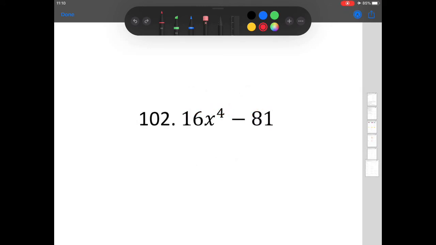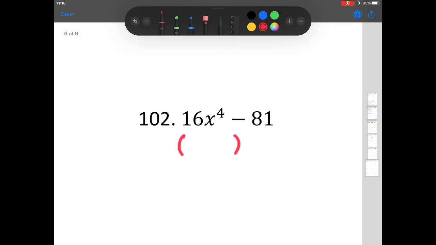The last question that I'm going to do is number 102. It's on the last page. Okay, so here again, always start with the GCF. Is there a GCF? No. Then identify the structure. How many terms are there? There are two terms, and check if they are DOTS. So 16 is a perfect square, x to the fourth is a perfect square, 81 is a perfect square, and there's a minus sign. So I can do DOTS.